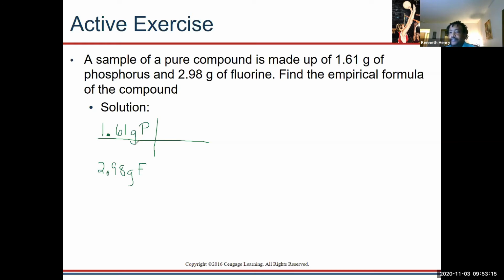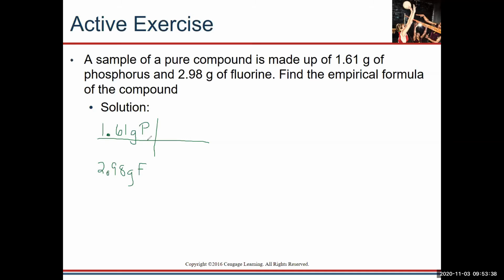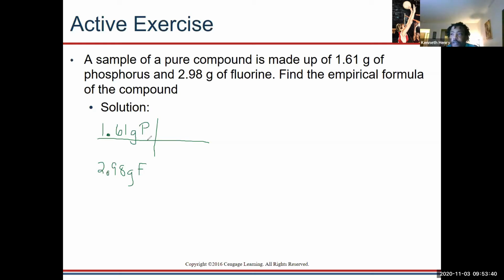Okay, Raul. Good job. We need to know the molar mass. What is the molar mass of phosphorus? Where would I find it? Is it 30.974? 30.974. That's right. Where did you find that? On the periodic table, right?